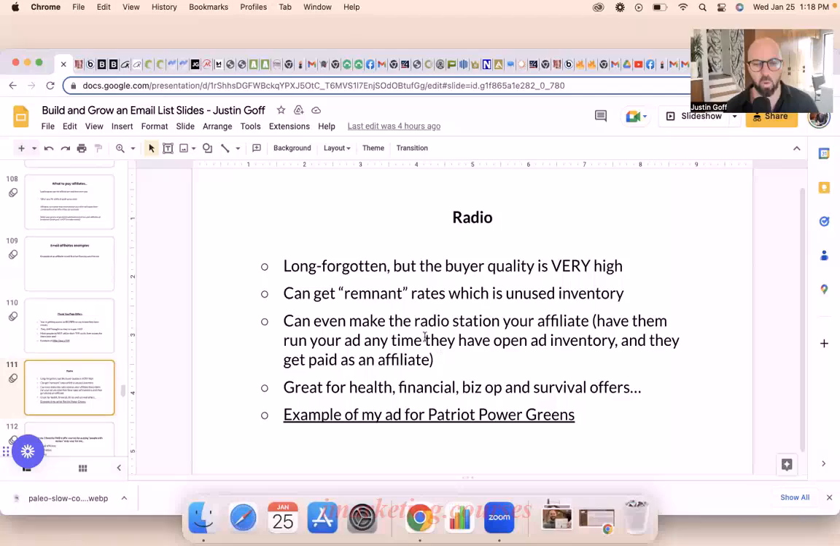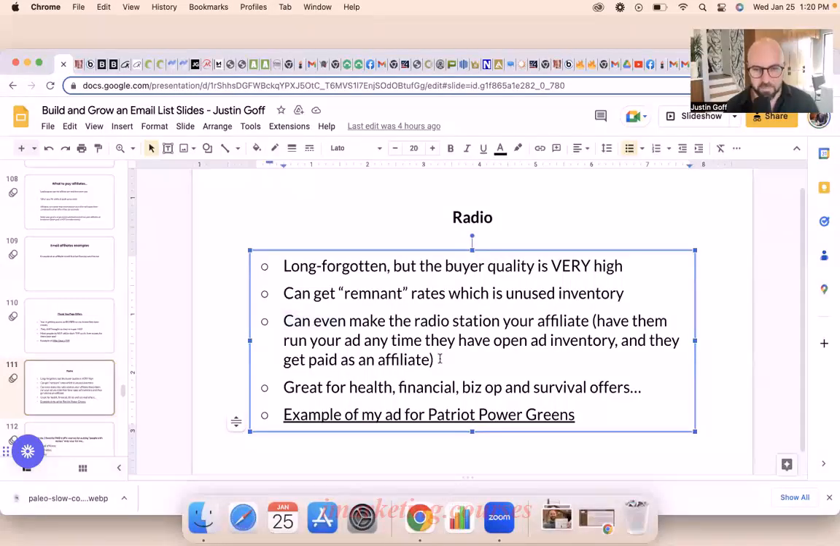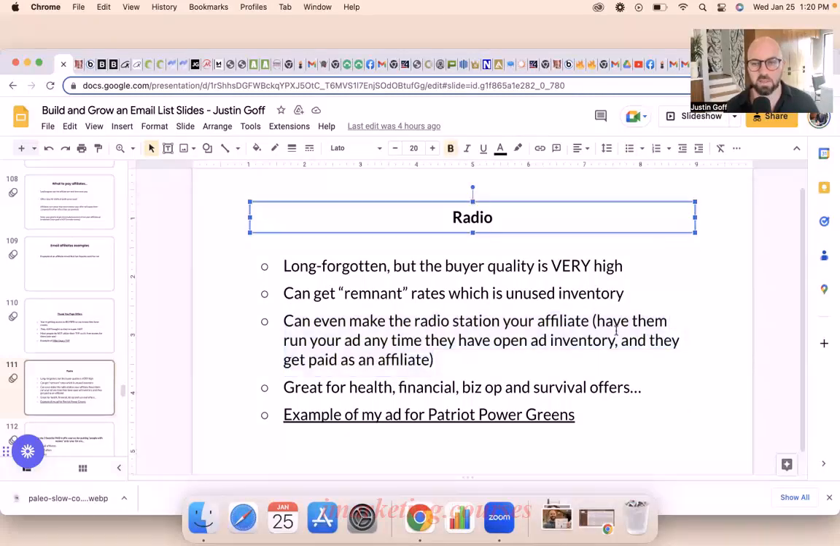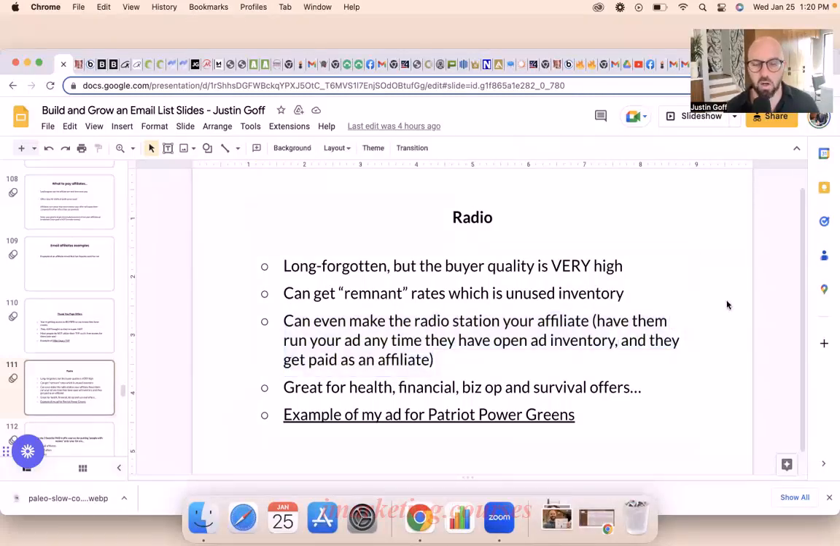One thing we did that was really cool, and I mentioned this in the YouTube video I did: after we started buying a bunch of remnant rates and it started doing well, we actually turned the radio station into our affiliate. They had open ad space a lot, and we would buy that up. We basically told them, if you have open ad space and you don't have anything to run, just run our ad and we'll pay you, I think it was like $40 for every sale that you make. So they basically got turned into our affiliate.